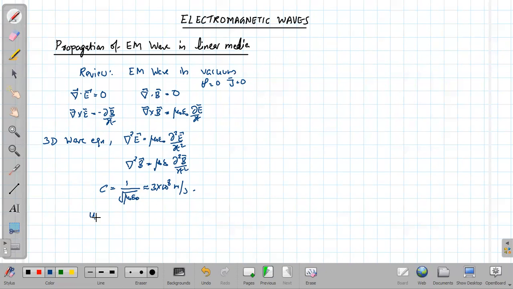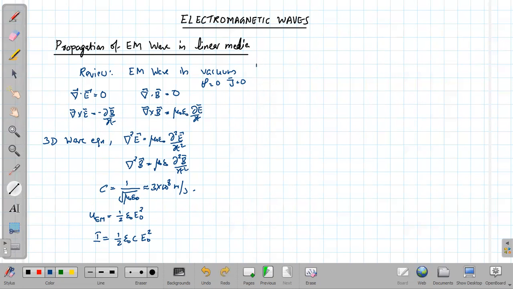And the energy density of the electromagnetic wave is simply written as half epsilon 0 E0 square, and the intensity is written to be half epsilon 0 c times E0 square. So these are the things we have discussed in the case of electromagnetic wave in vacuum.